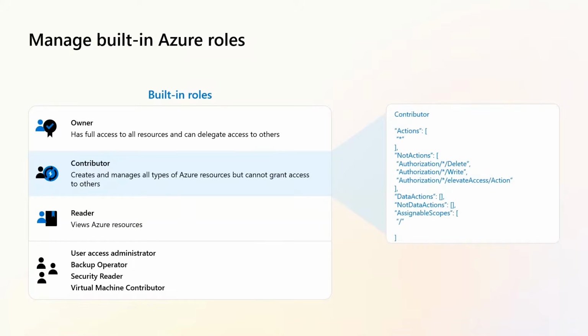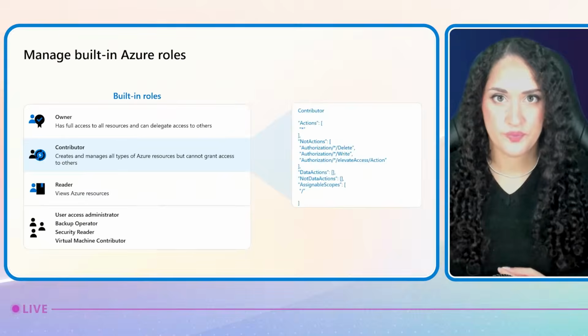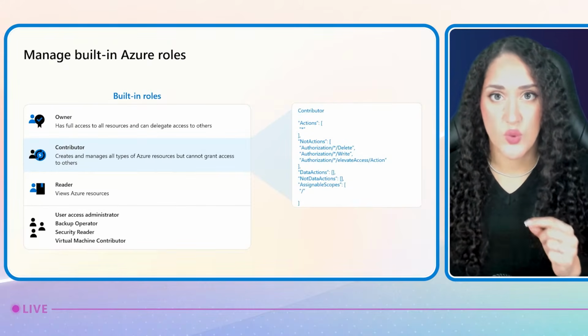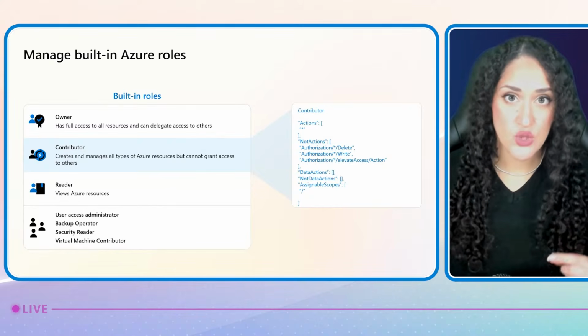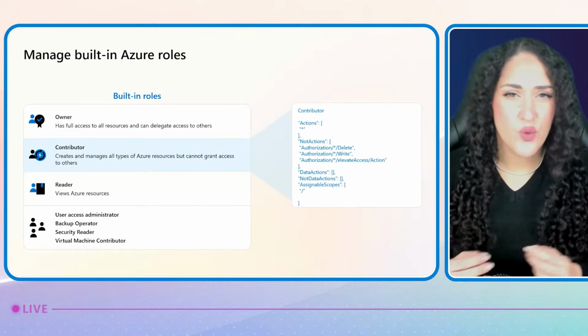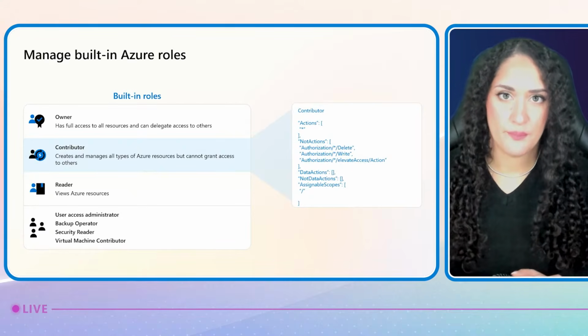After authentication comes authorization. Built-in Azure roles are important to know and understand for the exam, especially the big three. Owner has full access and can delegate, contributor can create and manage but cannot grant access, and reader can only view. Make sure you have a good grasp of the difference between the Entra admin roles and Azure Role-Based Access Control, or RBAC, roles, and review a few of them before you take the exam.